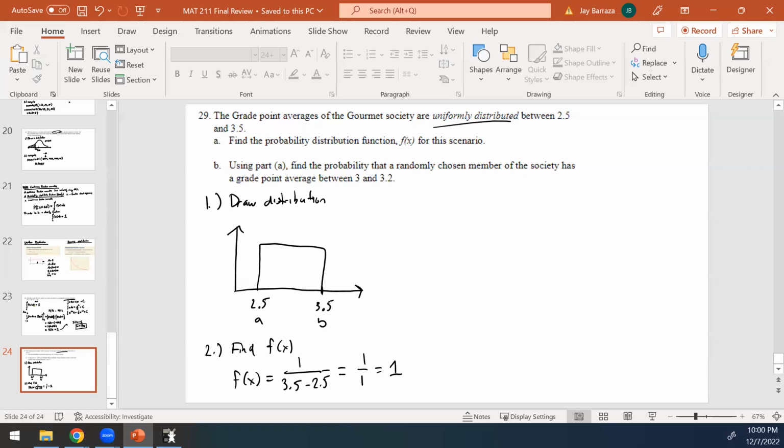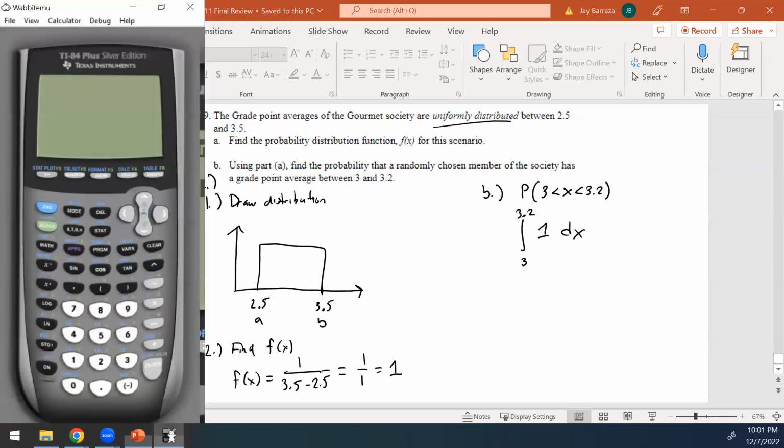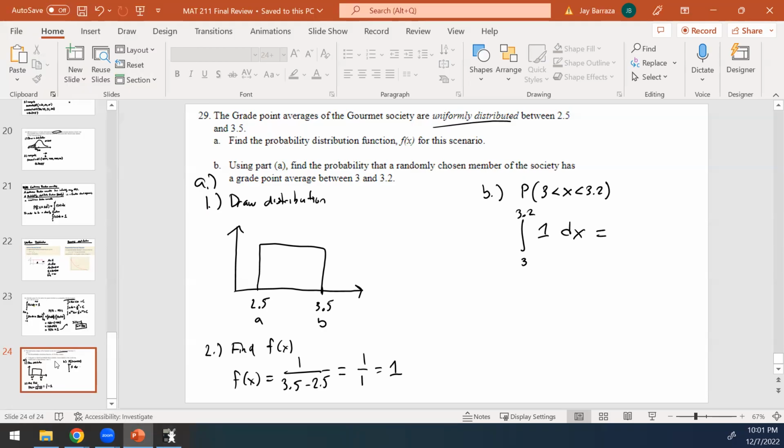Part B says, okay, find the probability that you're going to choose someone between 3 and 3.2. So the probability that you're going to be between 3 and 3.2, like that. So you're going to integrate from 3 to 3.2 of 1 dx, because that's f of x. So on your calculator, how would you do that if you want to use your calculator? Well, actually, we don't have to do that for this one. We'll do it for the next one.